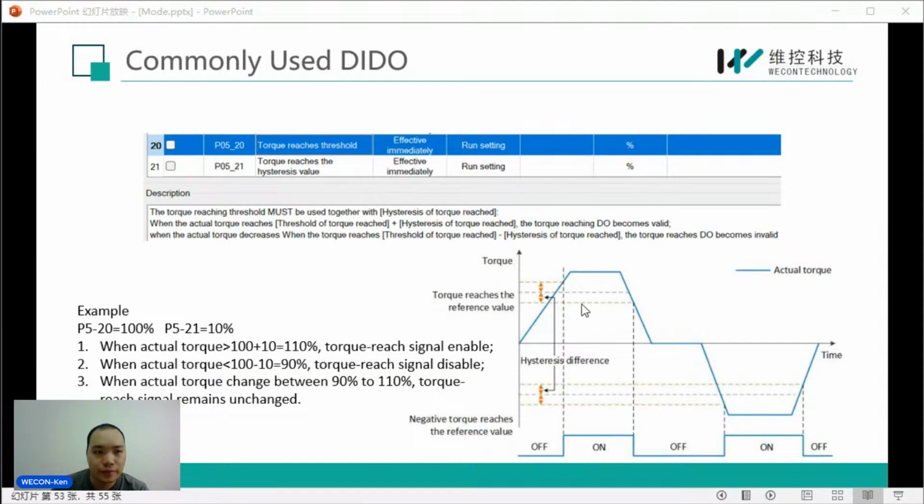And I will introduce this in detail. How to use these two parameters, like the parameters I talked about in speed above. When we set P5-20 to 100 and P5-21 to 10. By the way, the unit is 1%.